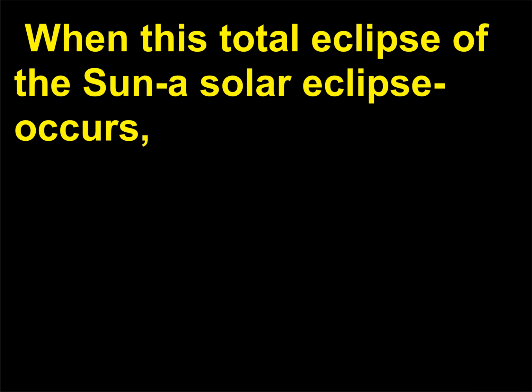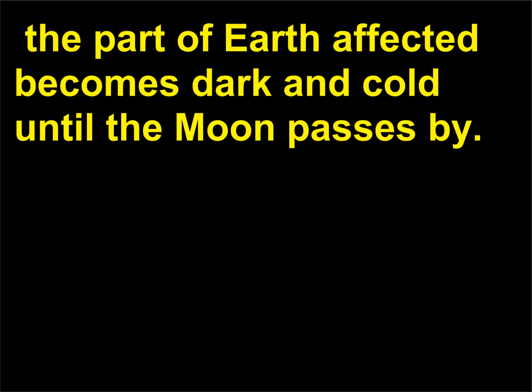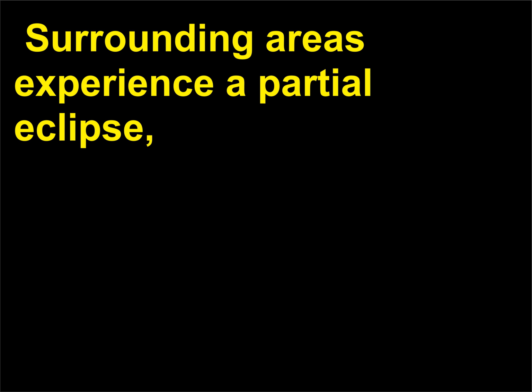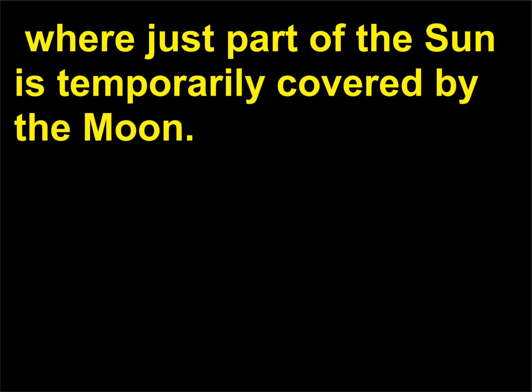This is a total eclipse of the Sun, a solar eclipse. The part of Earth affected becomes dark and cold until the Moon passes by. Surrounding areas experience a partial eclipse, where just part of the Sun is temporarily covered by the Moon.